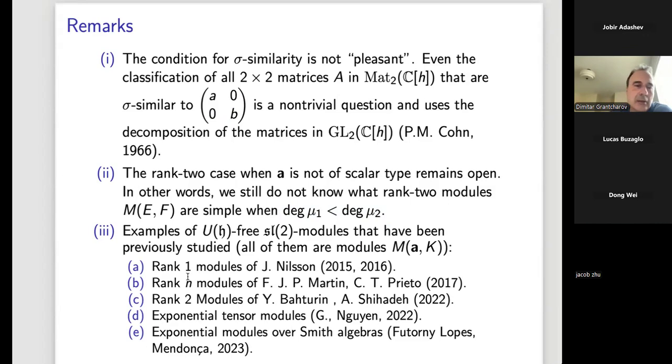It's more like a rank 1 versus a rank n versus a rank 2 versus exponential versus exponential. And this is the paper of Tornio, Lopez, Mendonca that I mentioned. I'm missing a comma here. I'm so sorry. Of course, these are 2 names.